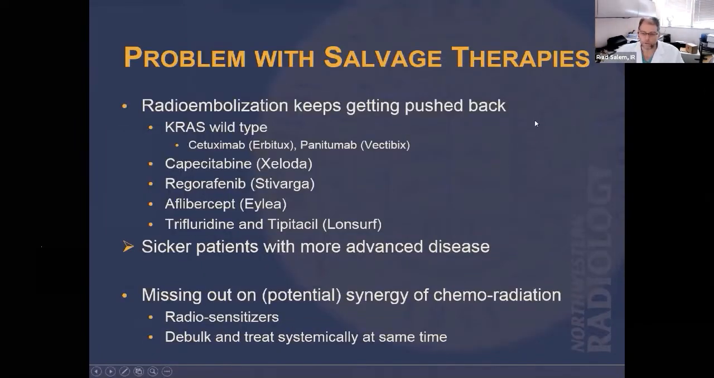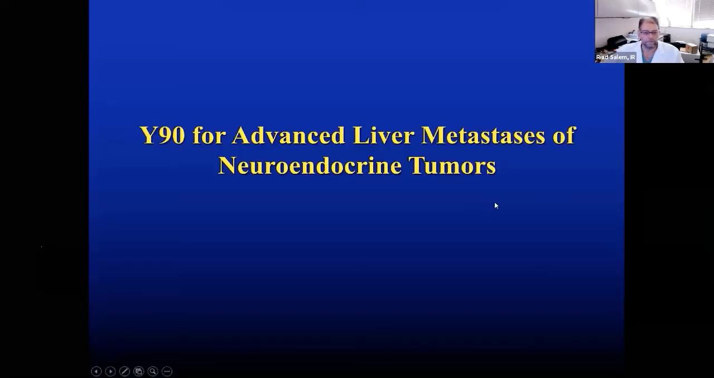So there are a lot of issues with colorectal cancer, and I'll be interested in tomorrow's sessions with Dan on where Y90 fits in colorectal cancer. But in my practice, it is being pushed back further and further.